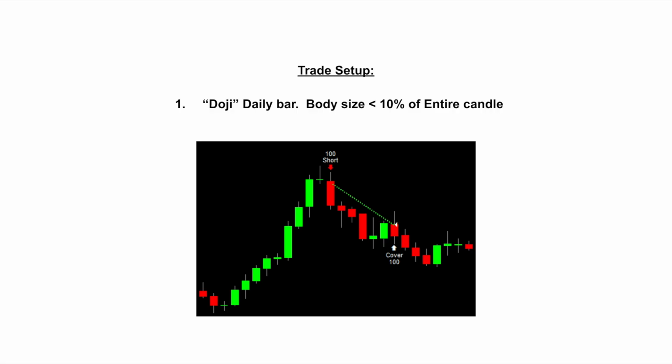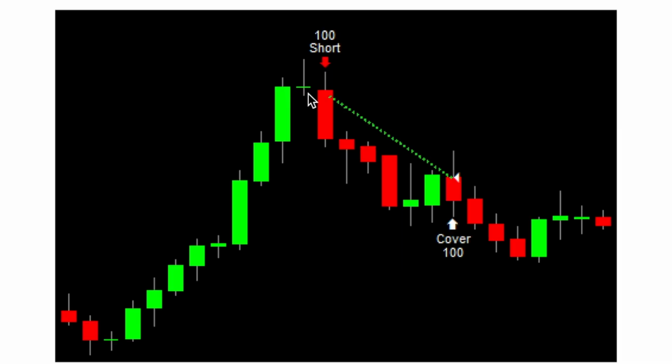The first thing we're looking for, and I've got a little example here to show you, is for that Doji candle. Now, for the purposes of this strategy, I'm identifying a Doji candle, or in this case it's going to be a daily bar or daily candle, as a bar which has a body size less than 10% of the entire candle, or the entire range. So let me just show you. This candle here fits the description.